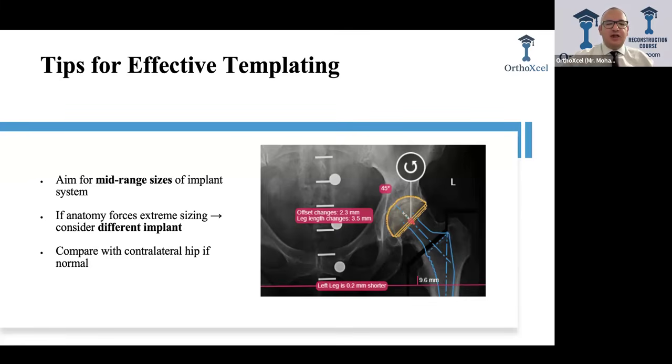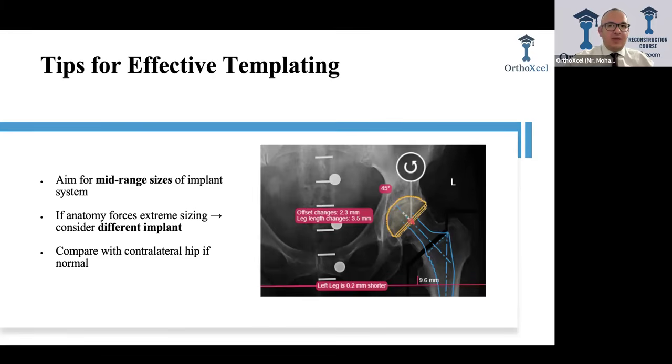So you check the repair of your flap, whether you're doing a posterior or anterior approach. You need to be sure that you restore the offset, so restore the soft tissue tension. You need to be sure that you restored the length, and you need to be sure that your implant is stable on stressing.